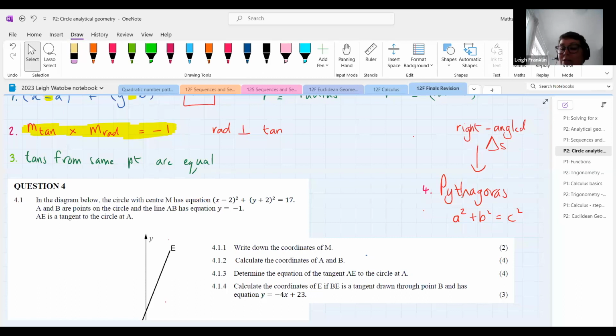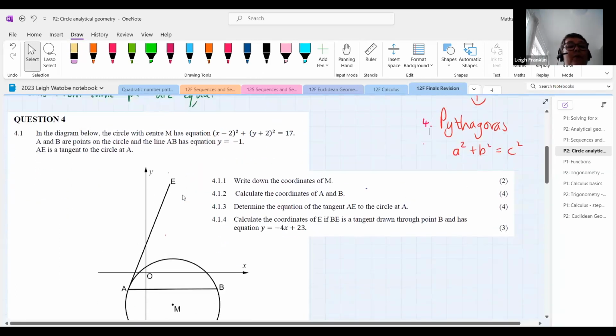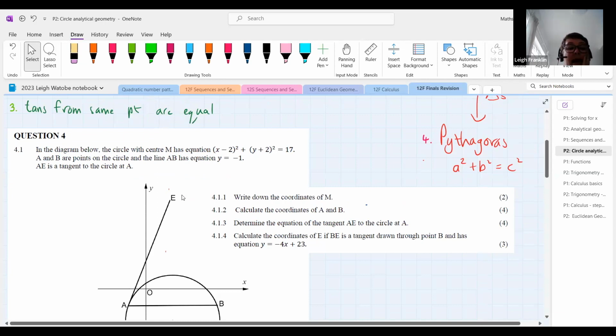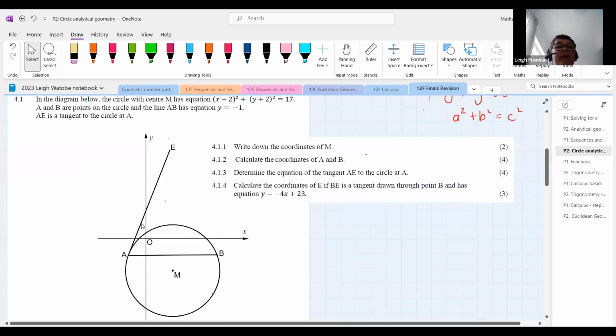Okay, all right, so let's jump in and have a look at the first question that we're going to do this evening, question number 4. It tells us that in the diagram below, the circle with center M has equation (x - 2)² + (y + 2)² = 17. A and B are points on the circle, and the line AB has an equation y = -1. So that means that it is a horizontal line and it is parallel to the x-axis. The other thing that they have told us is that AE is a tangent to the circle at A.